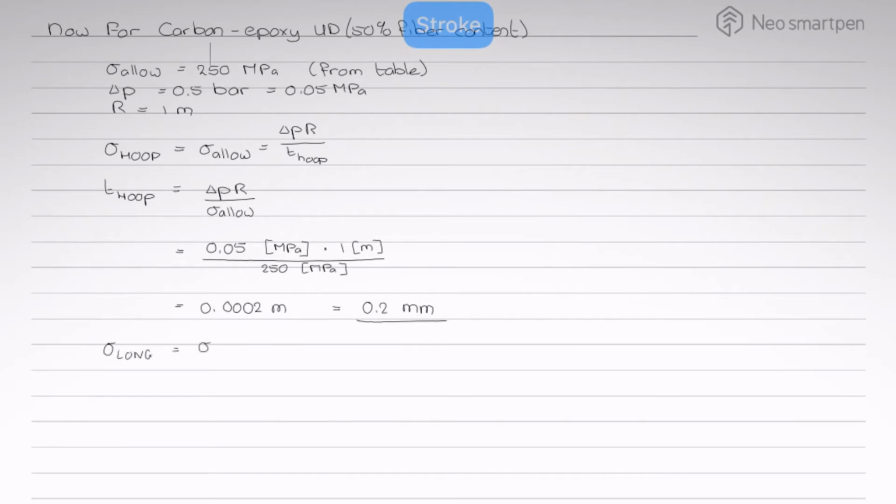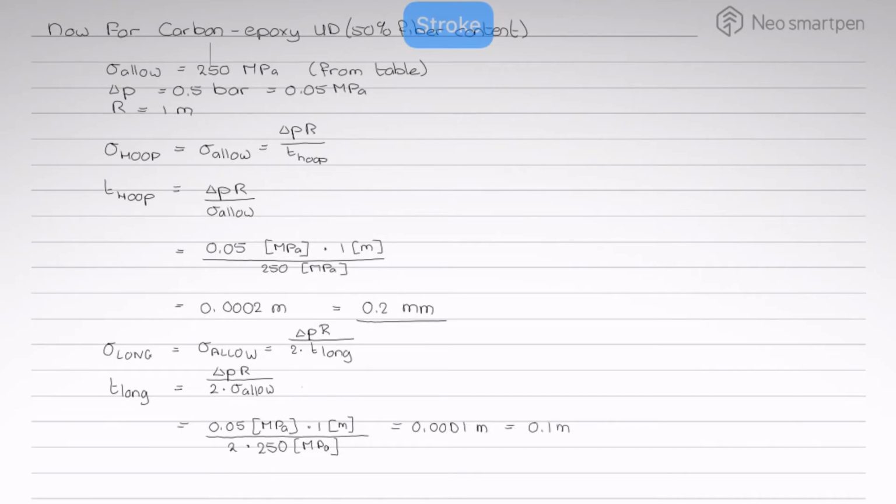Similarly, we can now calculate the minimum required thickness of the composite in longitudinal direction by equating the longitudinal stress to the allowable stress. The minimum required thickness can then be expressed as delta P times R over 2 times sigma allowable. Substitution gives a thickness of 0.0001 meters or 0.1 millimeters.